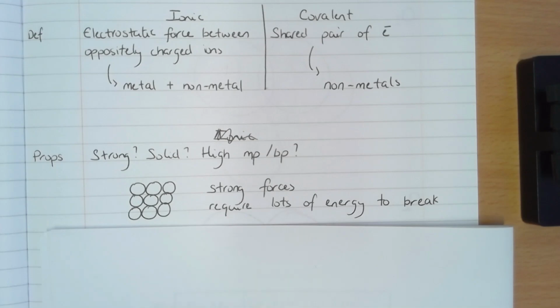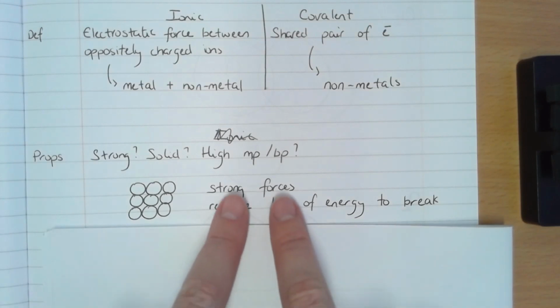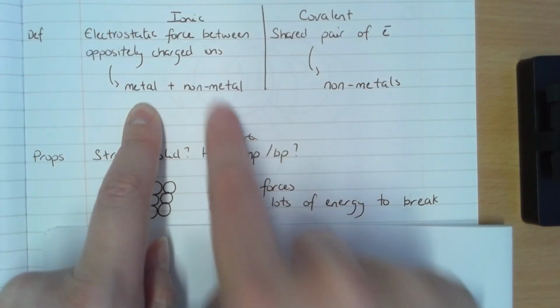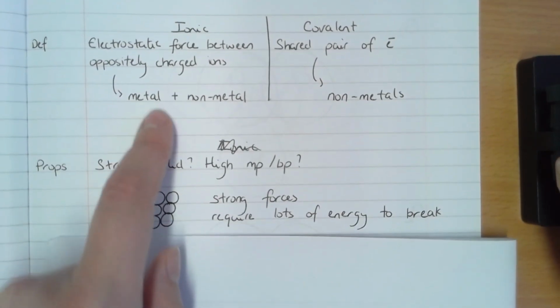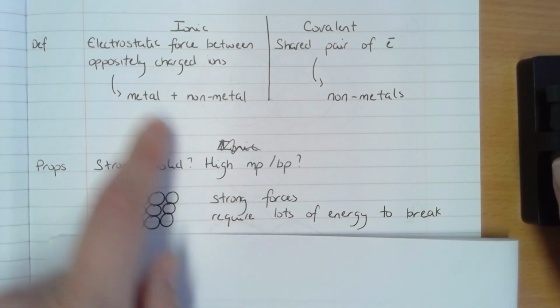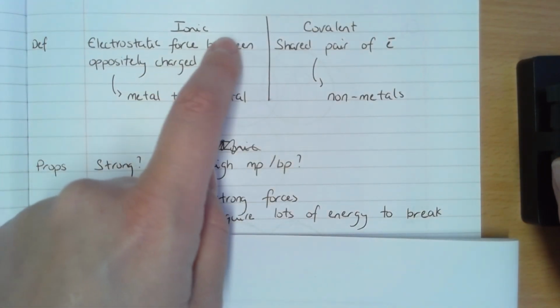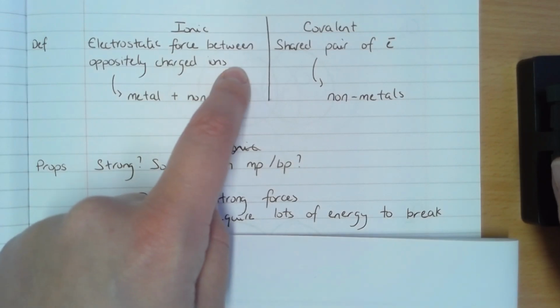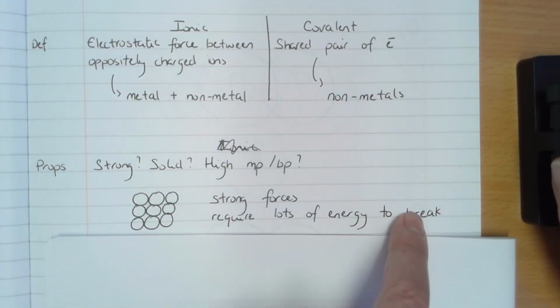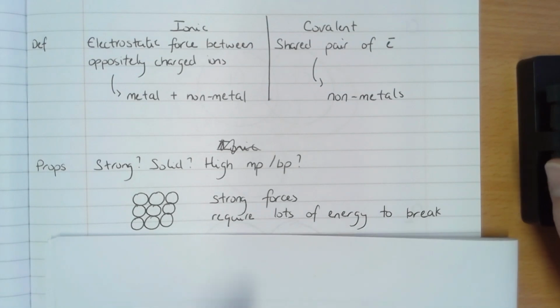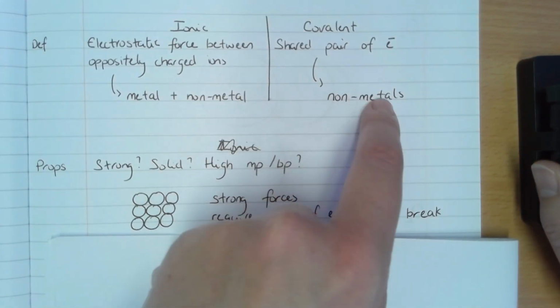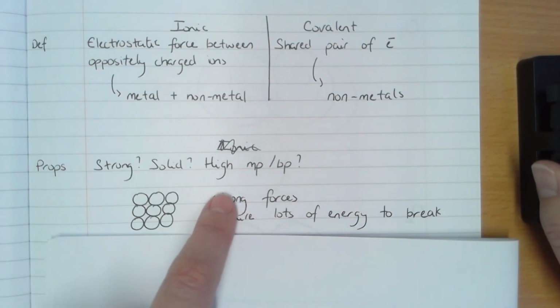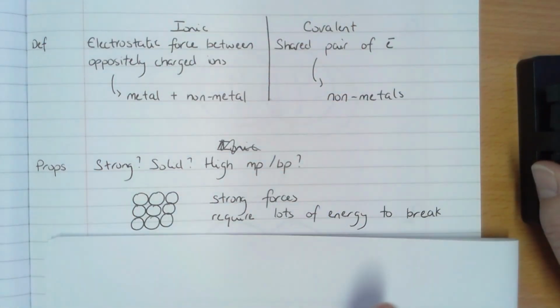Now, in order to get full marks, you just need to be able to be specific. What strong force are you trying to break? Well, if you've got a metal and a non-metal, and you know that it's ionic, you're going to say you're trying to break the strong electrostatic force between those oppositely charged ions, and that requires lots of energy to break. If you're given something where it's just non-metals, then you're going to say you're trying to break the strong covalent bond, and that requires lots of energy to break.